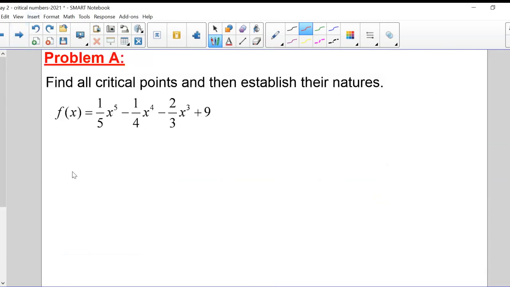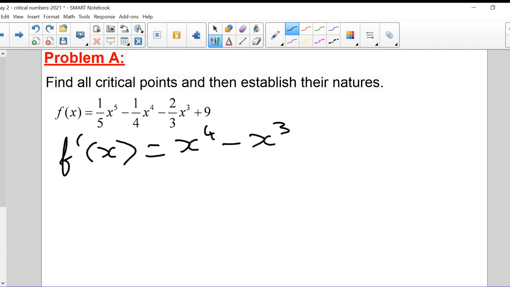Okay, let's find all the critical points and establish their natures for this example. All right. So very simple to find that first derivative, right? We're experts at this now. That would be equal to x to the power of 4 minus x cubed. Let's see, that would be minus 2x squared, and then the 9 will disappear. Remember we need to figure out where this thing is equal to 0. That's where critical numbers are.